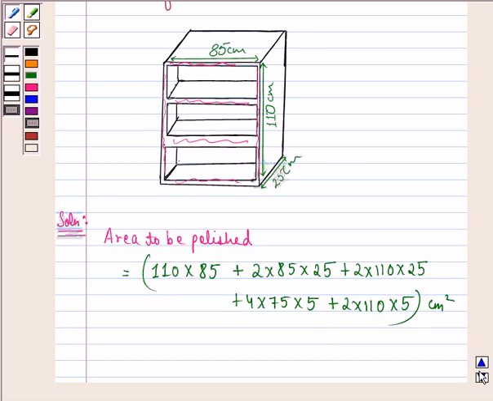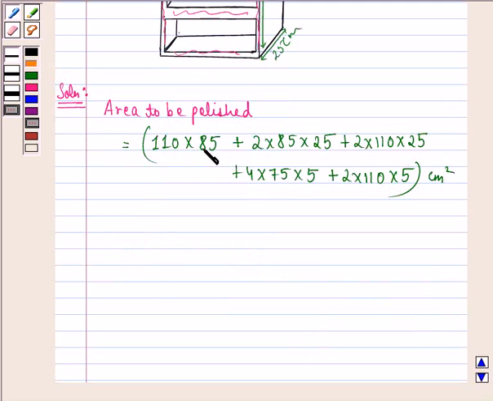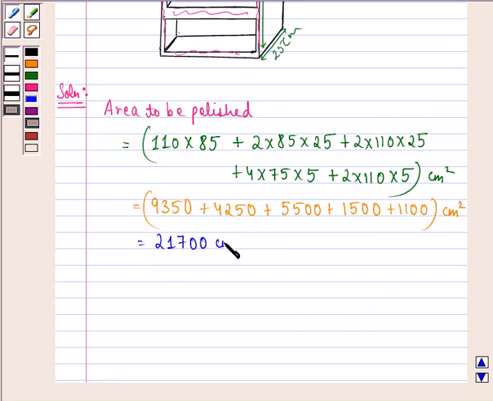Now we need to calculate this. We see that 110 into 85 will be equal to 9350 plus 2 into 85 into 25 is 4250 plus 2 into 110 into 25 is 5500 plus 4 into 5 into 75 is 1500 and 110 into 5 into 2 is 1100 centimeter square, and this sums up to 21,700 centimeter square.